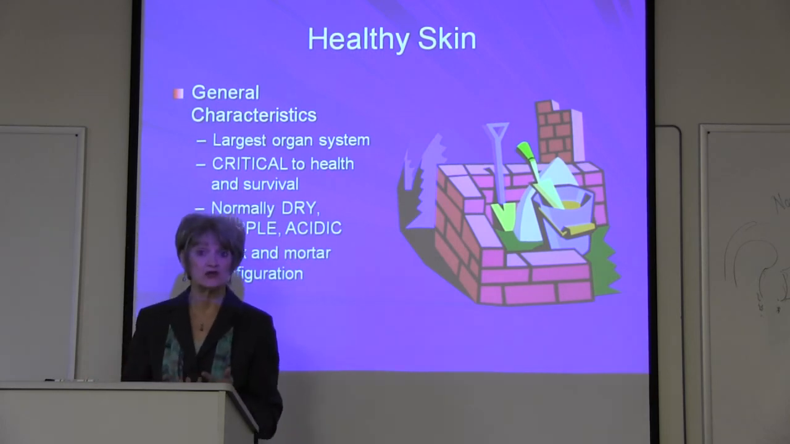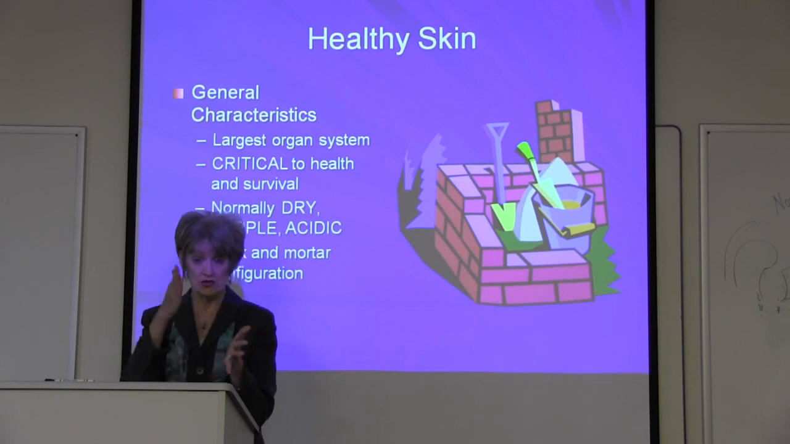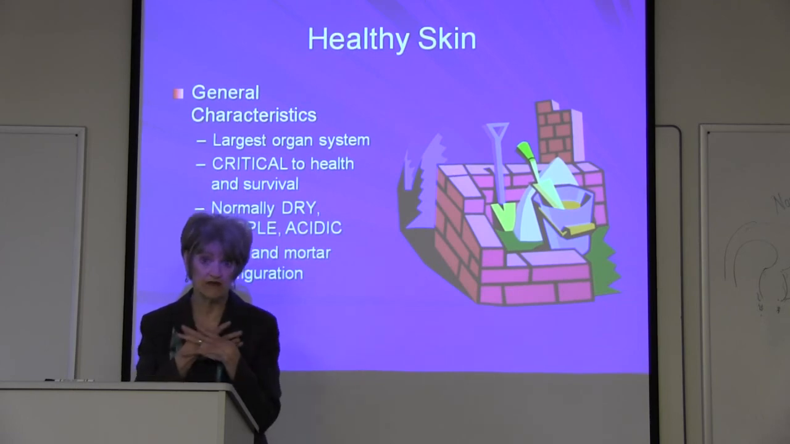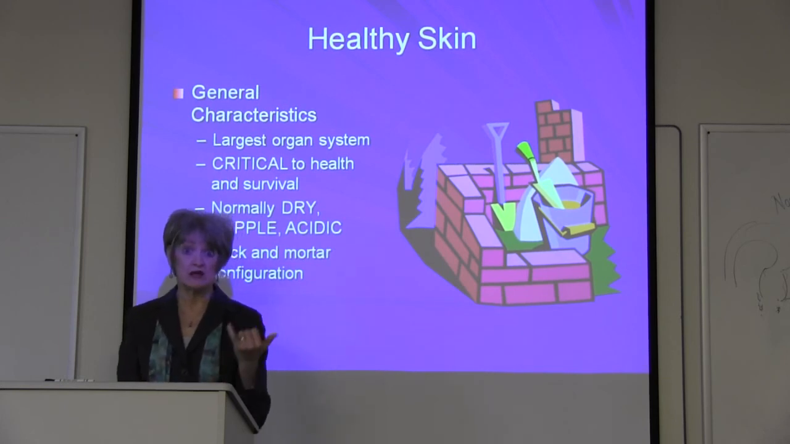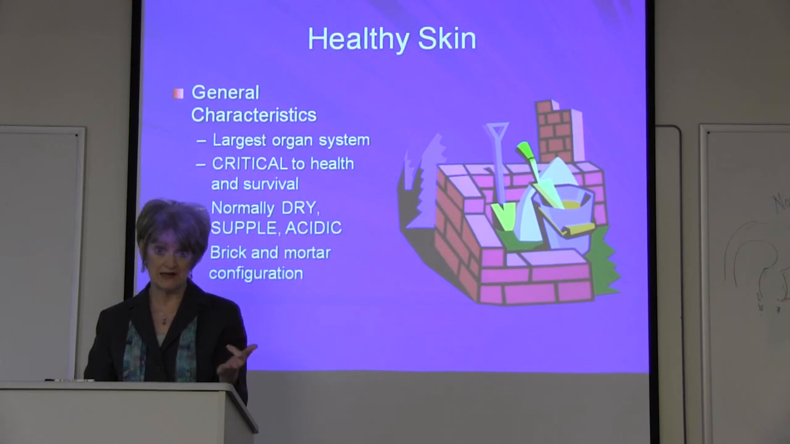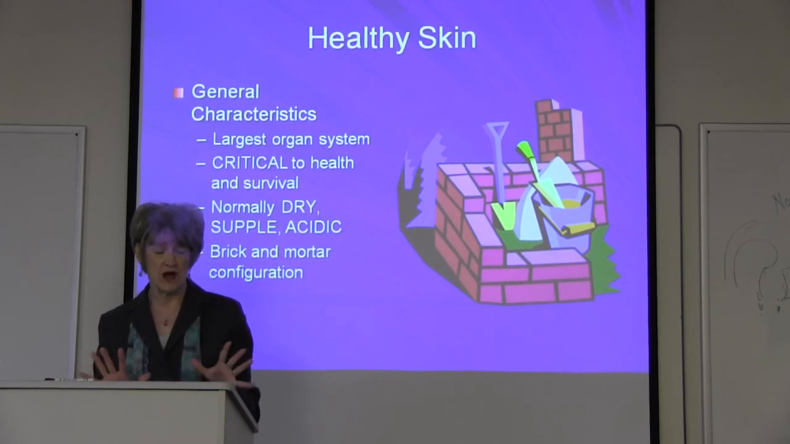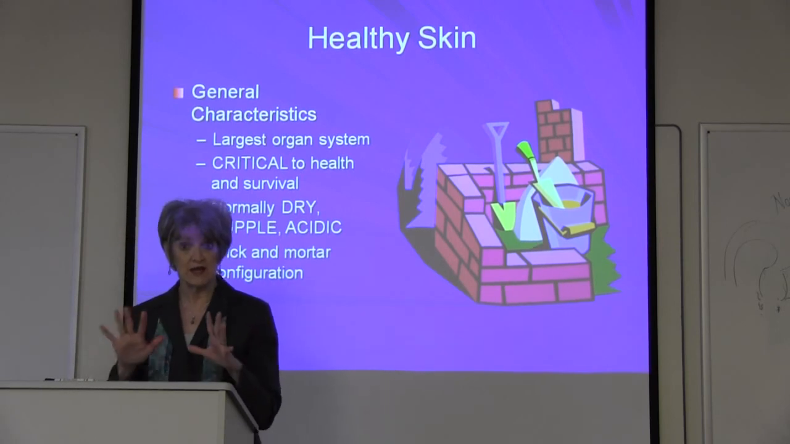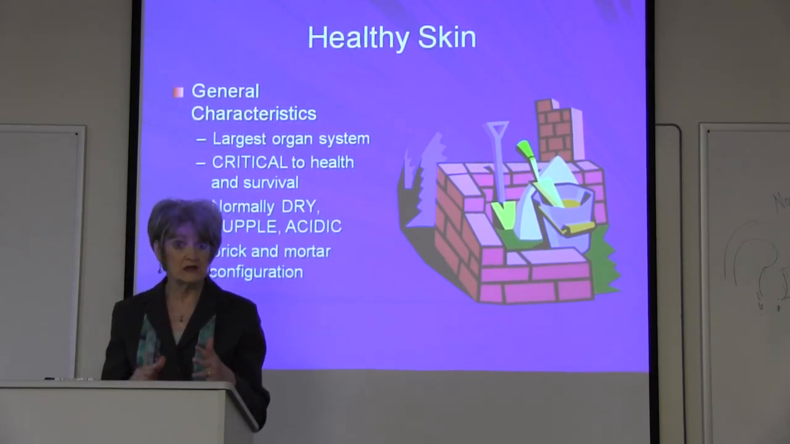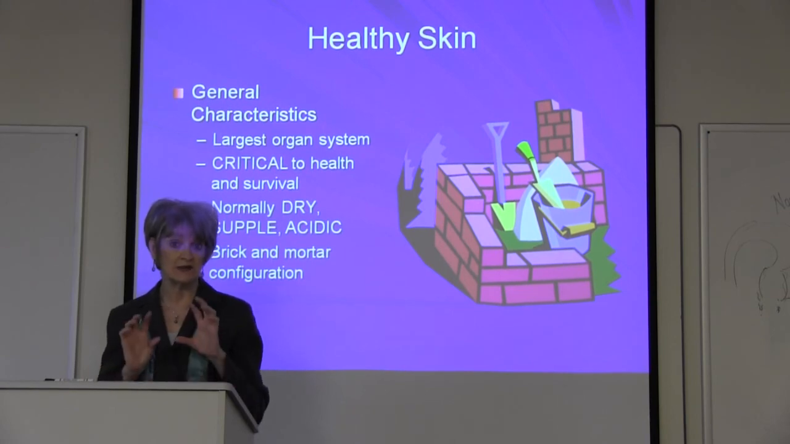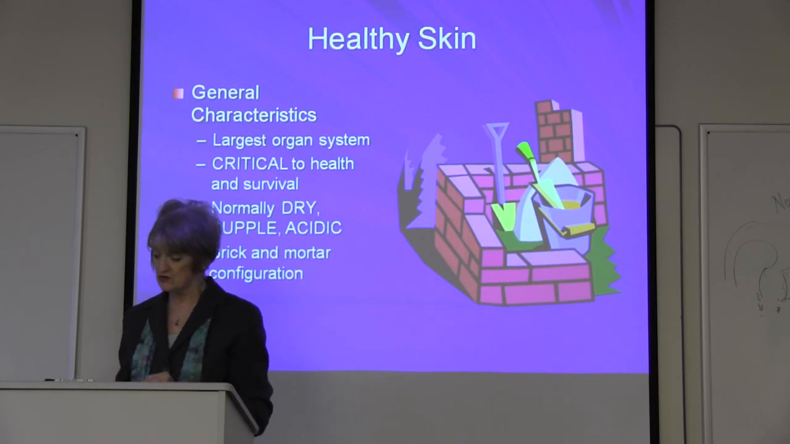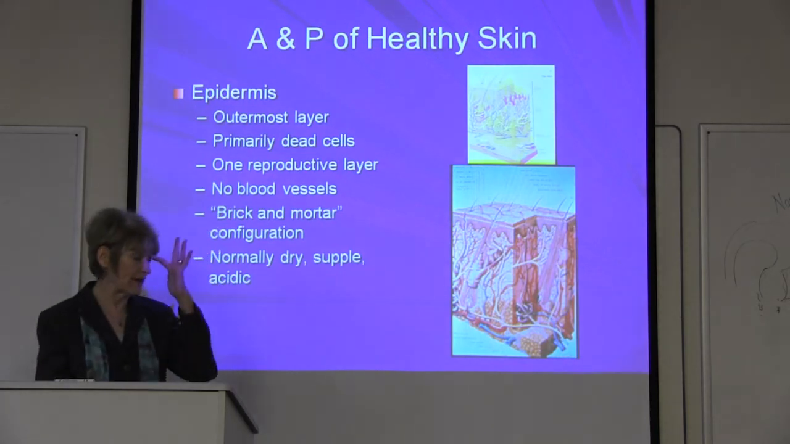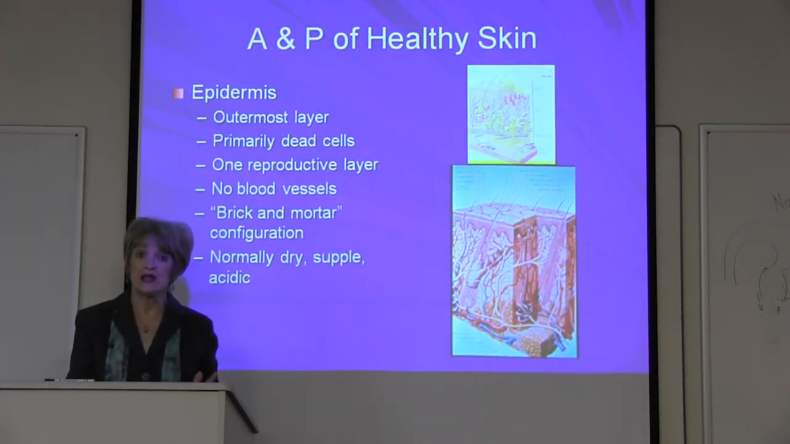So in summary, general characteristics, your skin plays a critical role. It creates that barrier between your internal environment and everything in the outside world. Healthy skin is dry, supple, and acidic. And we never want to forget that brick and mortar configuration. Specifically, our goal is always to keep the cells hydrated and the gaps between the cells filled with moisturizers or naturally produced skin oils.